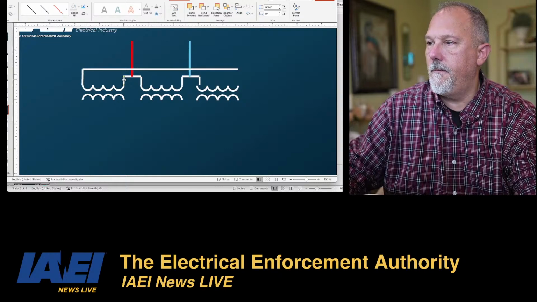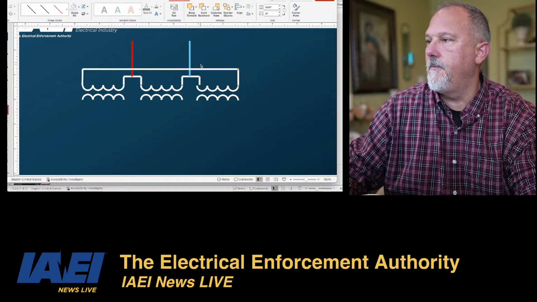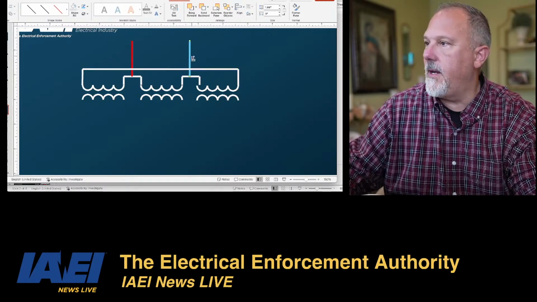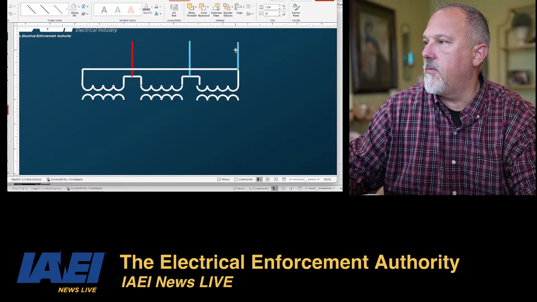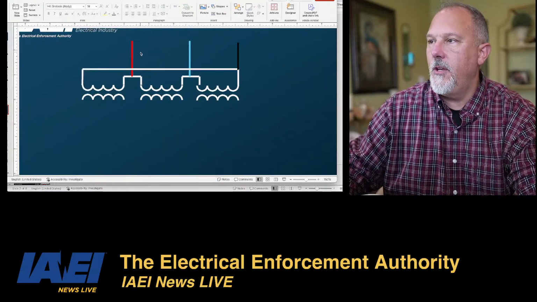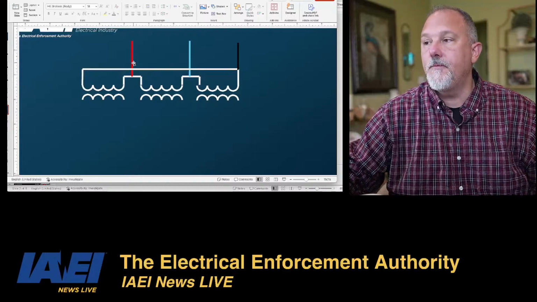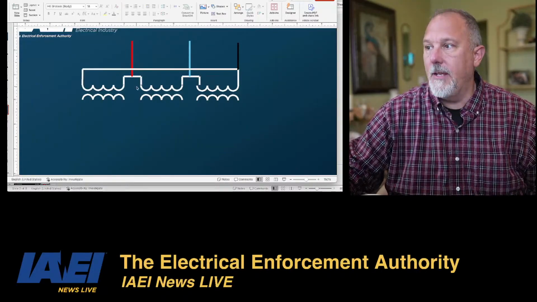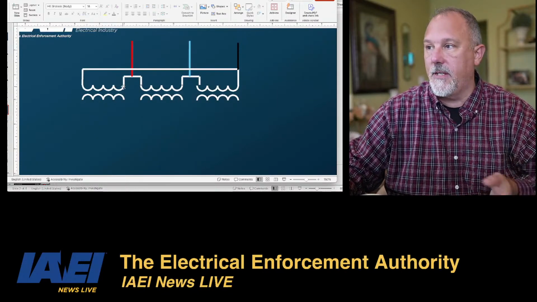And I hope I'm doing this justice. And then we would have to take this one out, and we'll call this one black. So you have phases A, B, and C. That's the delta on the primary. Now, on the secondary, it would be a Y grounded system.